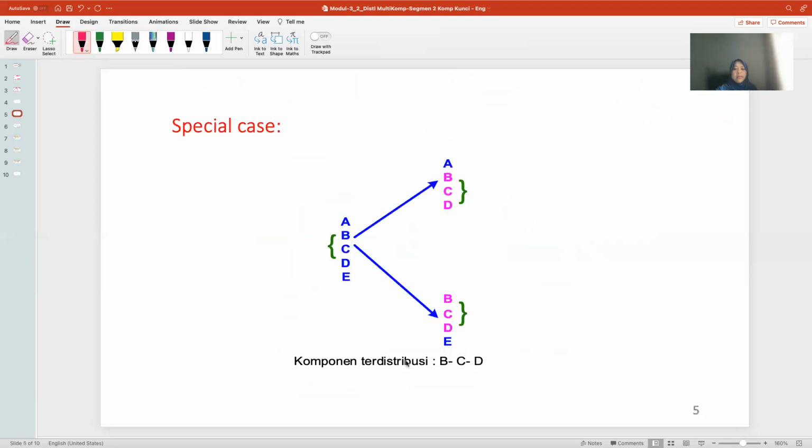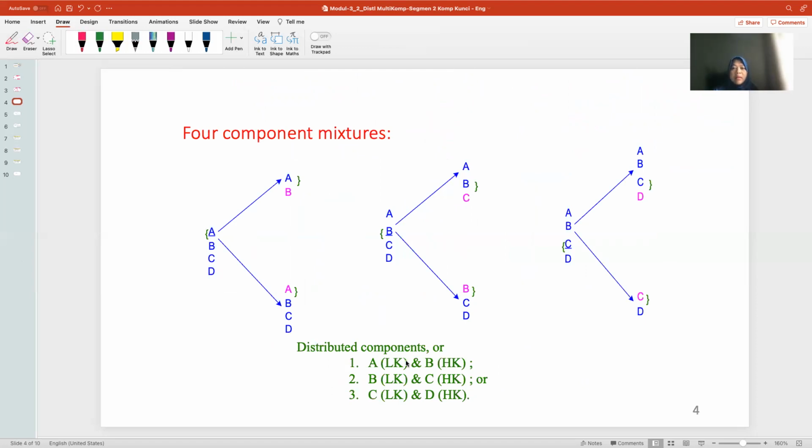Let's get one more: four components. Sometimes it can also be four components here. So the light key and heavy key should be two components that are similar, so my earlier example with C2 and C5 doesn't apply here. They should be correlated, the nearest ones, yang paling berdekatan. The distributed component that we want is between B and A, for example, or between C and B, or between D and C. So how are we going to get that? Usually it is based on an example.